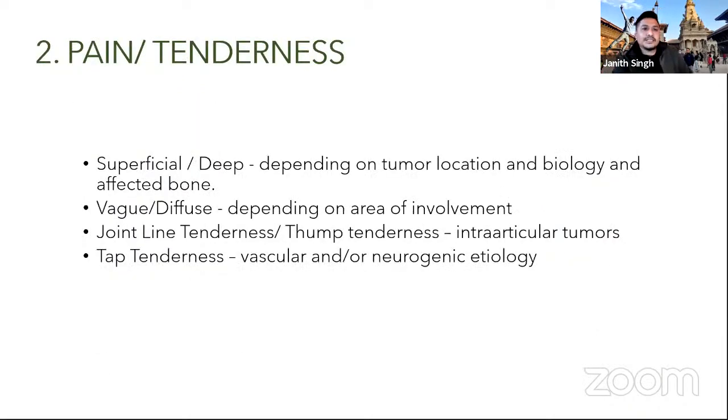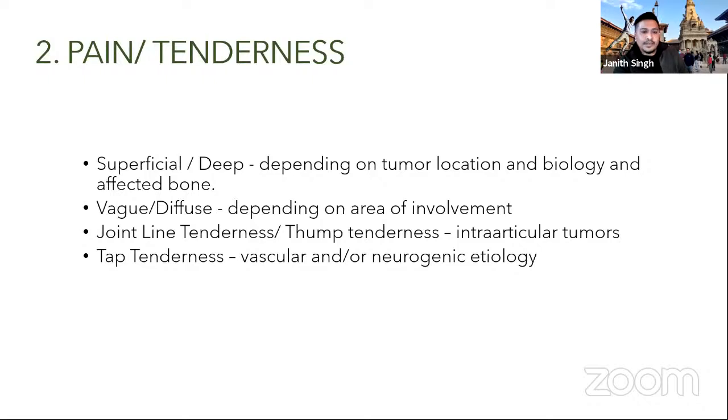Now coming to pain and tenderness, the patient may have superficial or deep tenderness depending on the tumor location and the biology. The pain may be vague or diffuse as well. Sometimes patients may have, let's say, a sarcoma around the distal femur. There might be a visible soft tissue component, but they might have marrow changes right up to the hip joint. So if you examine these patients properly, they might have tenderness right up to the GT. So it's important to do a complete examination.